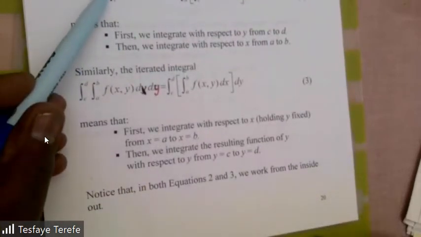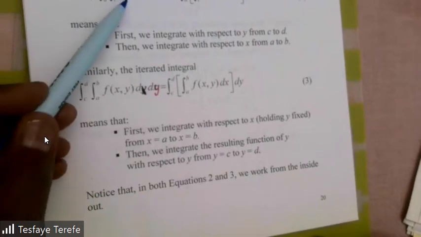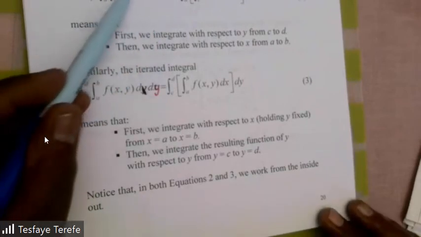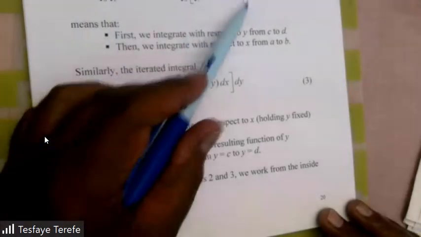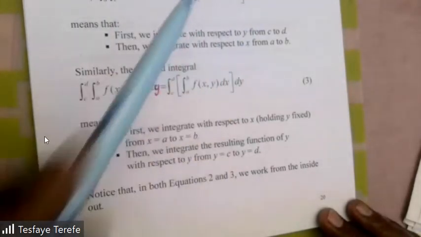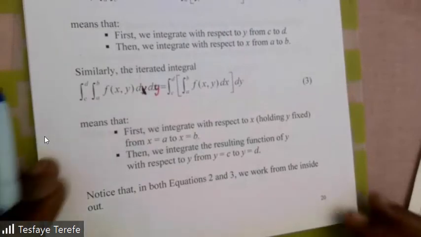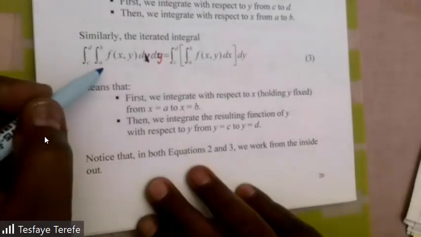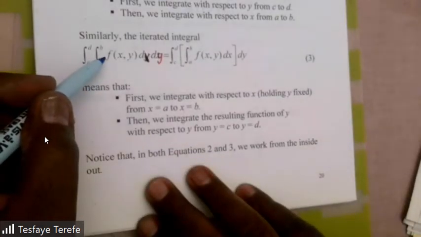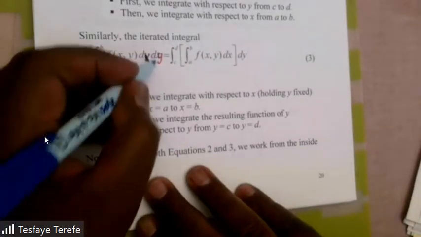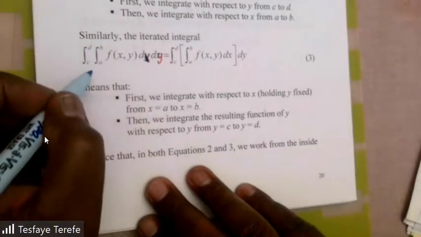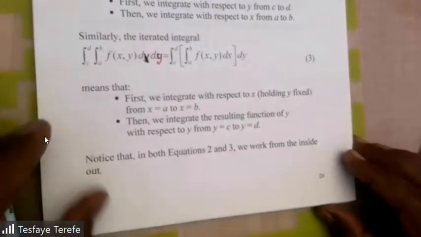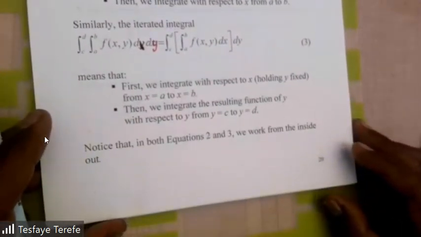Integral from A to B, integral from C to D, f of x, y, dy, dx. What that means is, first you integrate inside, that's why we put it in parentheses, and then you integrate outside. And similarly, you can really change the order: the integral from A to B of f of x, y, dx, and from C to D, dy. That is really what you have to pay attention to.